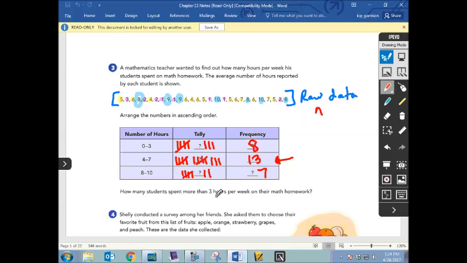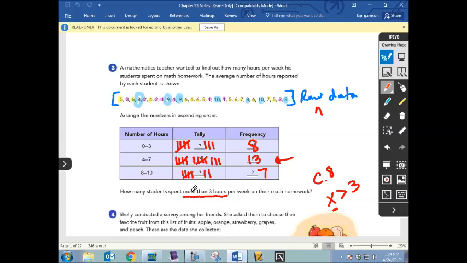How many students spent more than 3 hours per week? Now notice that says more than 3 hours. This goes back to chapter 8, I think, where we did at least, at most, more than, less than, and you had to write inequalities. If we were talking about the actual inequality, it would look like this: x would have to be greater than 3. Remember, x is just the number of hours. That's what I'm looking for.